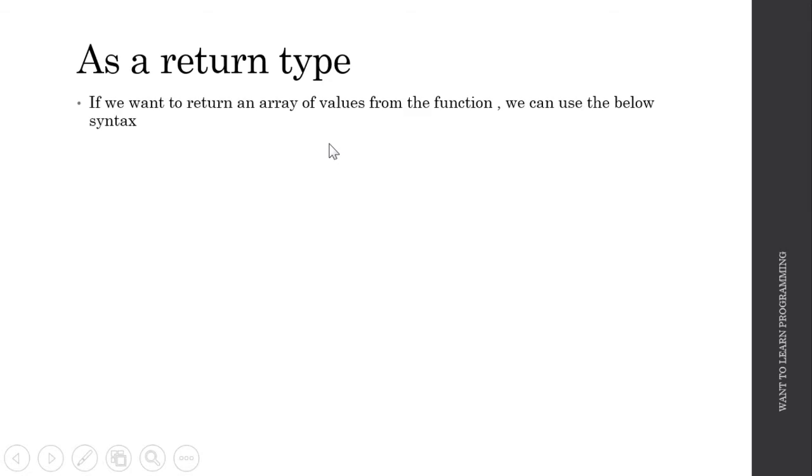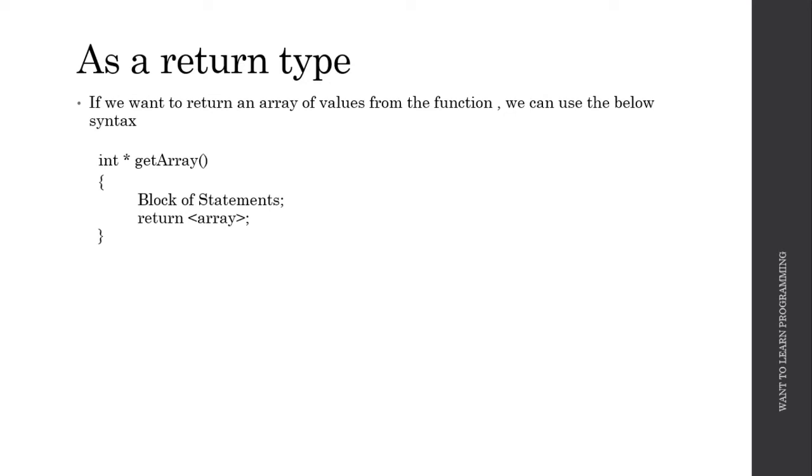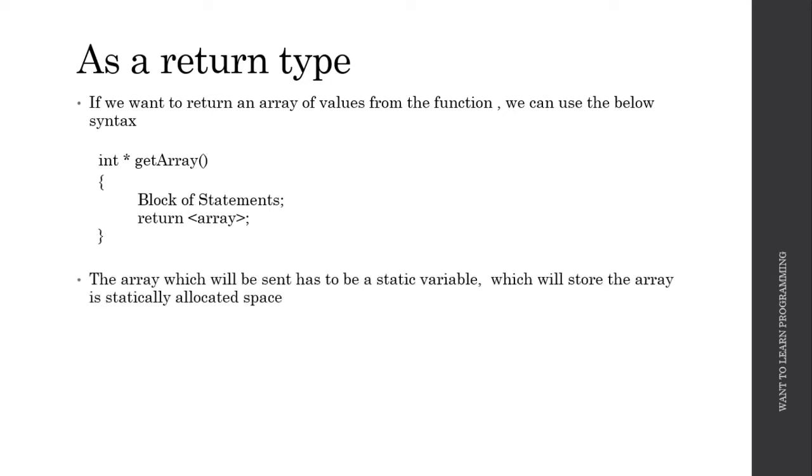If we want to return an array of values from a called function, we can use the below syntax. That is, int star get array, and inside a block of statements, and the return would be the array. That is, we are returning an array. So while doing this, we'll have to keep two things in mind. The array which will be sent from this called function to the calling function should be a static variable.